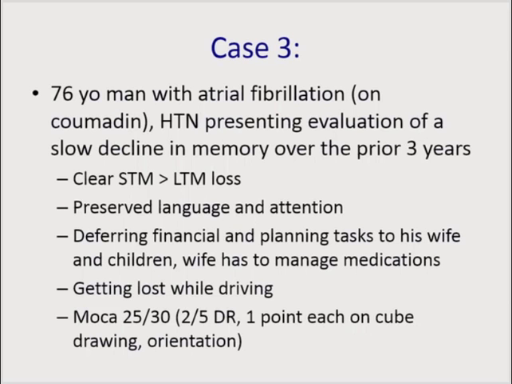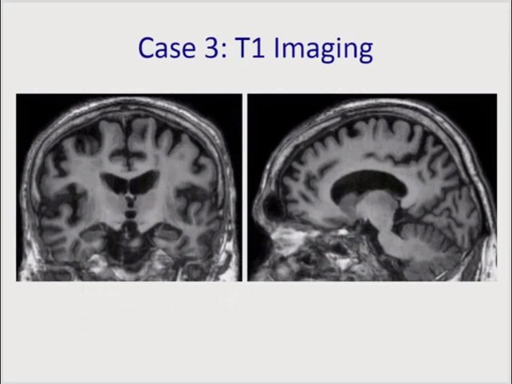So he scored 25 out of 30 on the MoCA with 2 out of 5 delayed recall. I'm not showing the cube, but he was 5 out of 5 with cues. 1 point each on cube, drawing, and orientation. So to start off with, this has the feel of an AD case, perhaps, and this is the structural imaging. This is T1 imaging, looking at the medial temporal lobes. So again, quite a lot of atrophy, definitely symmetric, or appears to be symmetric, at least in this section here.